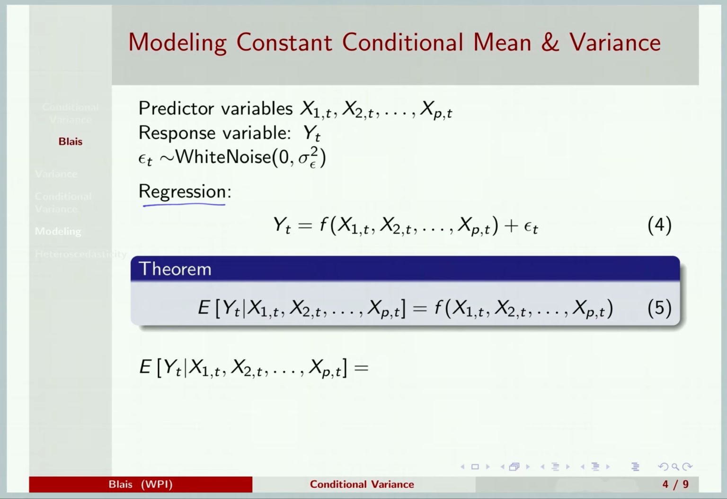So to compute this conditional expectation, we first replace yt with what we have from its definition in equation 4, f of x1t up to xpt plus epsilon t, given x1t up to xpt.